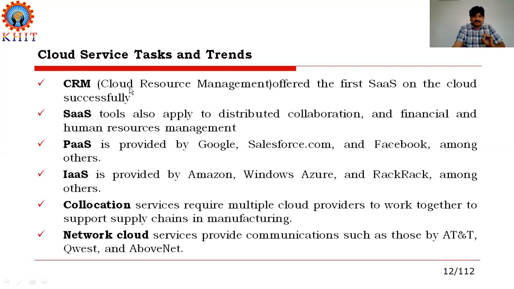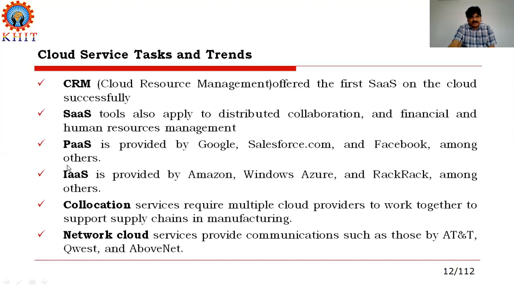Software as a service will provide tools and also applies to distributed collaboration and financial and human resource management. With the help of these tools, they will apply their financial resources or management to the distributed collaborations. And the next one is platform as a service. Platform as a service is provided by Google. So Google will provide platform as a service to the end users. Salesforce.com will provide platform as a service to the end users, whereas Facebook is also providing a platform as a service to the end users for hosting their applications in a platform.